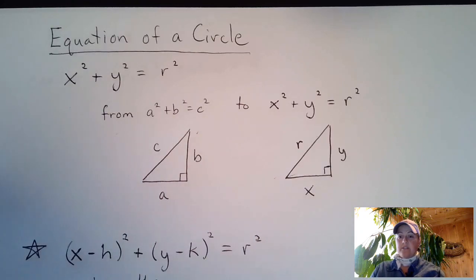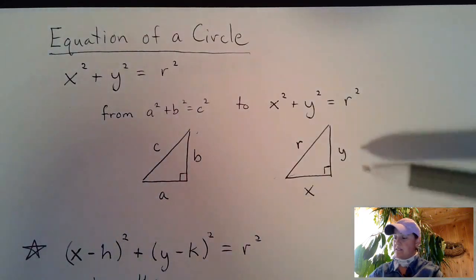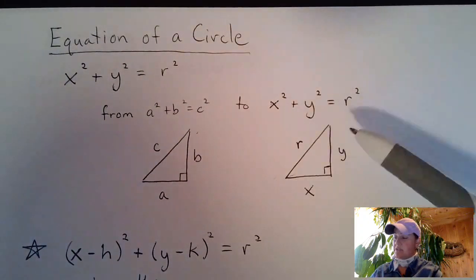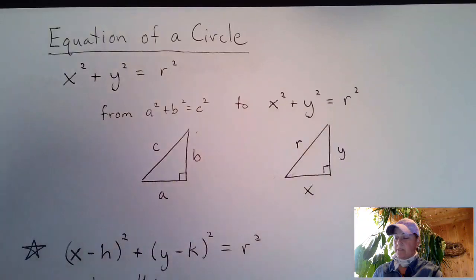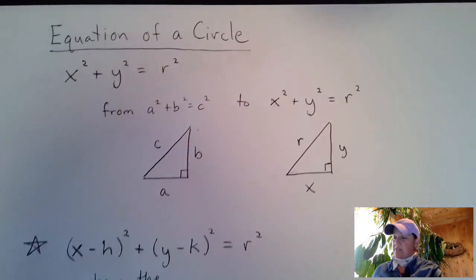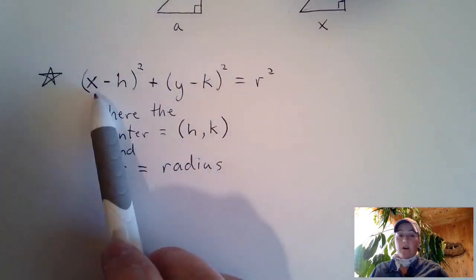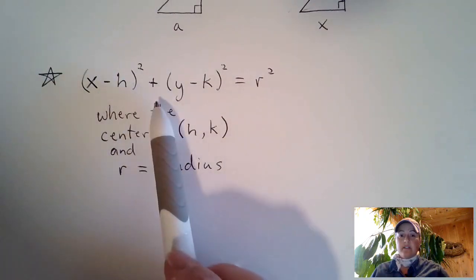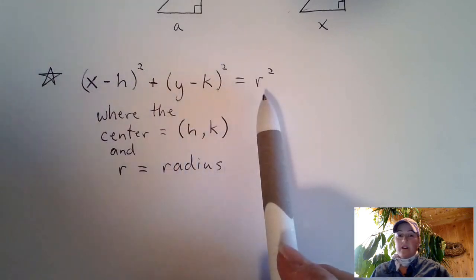Now the reason that we're doing that is because this is the horizontal change for x and this is the vertical change for y equals the hypotenuse squared, or the radius of our circle squared. So the graphing form for a circle, the equation of a circle, is the quantity of x minus h squared plus y minus k squared equals r squared.